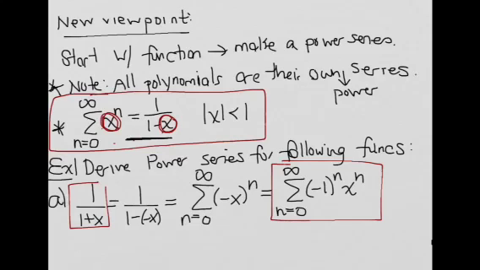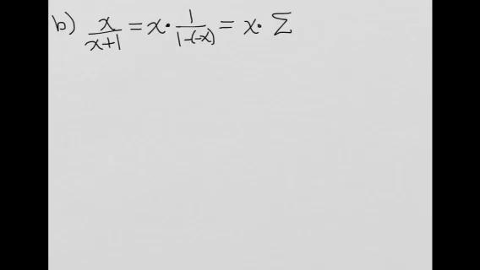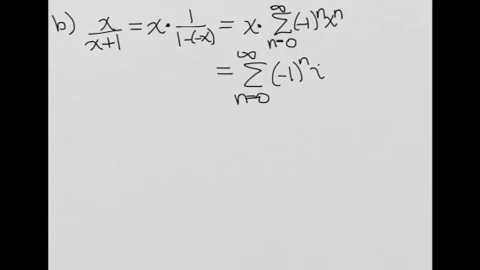So we have some further examples. Let's try another one. This is letter B. If we have x over x plus 1, we can write that as x times 1 over 1 minus a negative x. So that's x times the sum, n equals 0 to infinity, of negative 1 to the n, x to the n, from the previous question. And if you wanted to rewrite that as a single sum, you can take that x on the inside: negative 1 to the n, x to the n plus 1, adding your exponents. So that's the idea there.